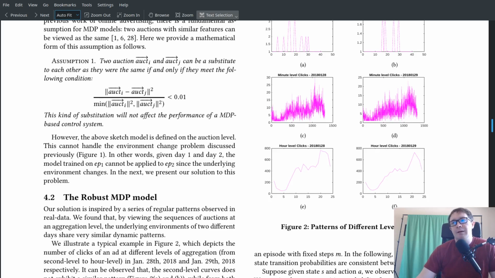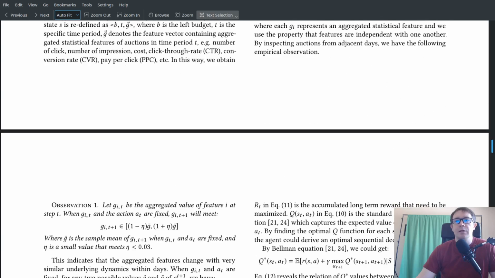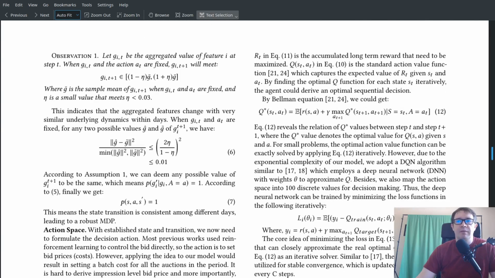They get these hourly level plots that look kind of similar, sure, all well and good, but then they say, because of that, this. Because of that, we can apply the robust Markov decision process to different days, and therefore use our fancy schmancy Q-learning method. I don't buy it. This would not pass any critical review.